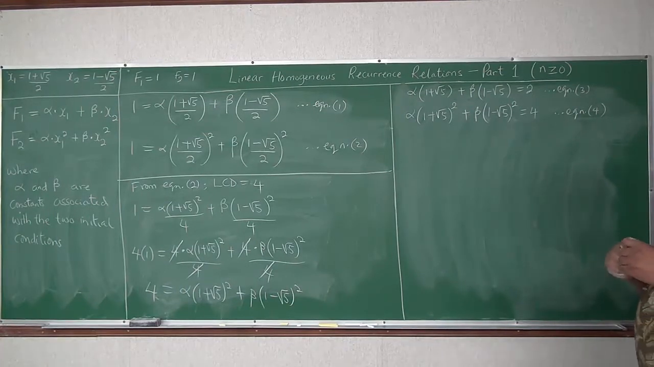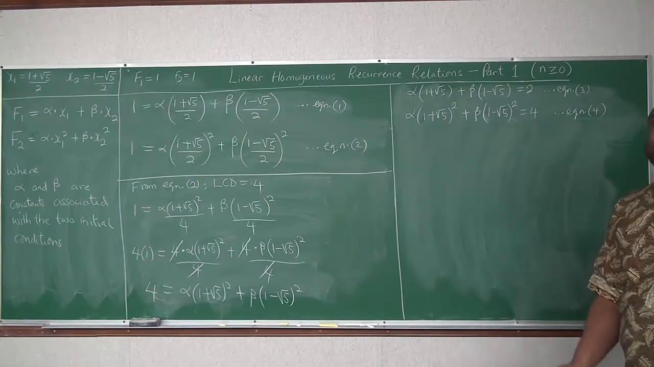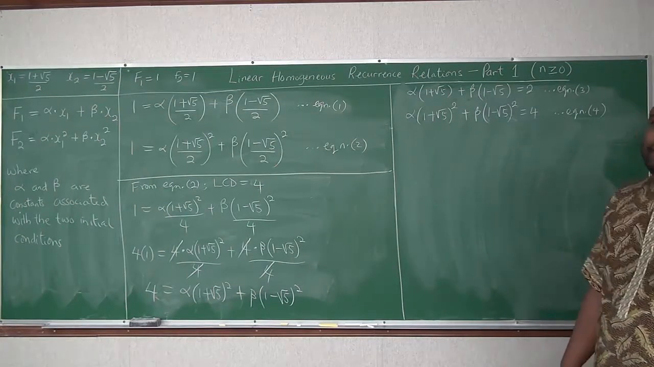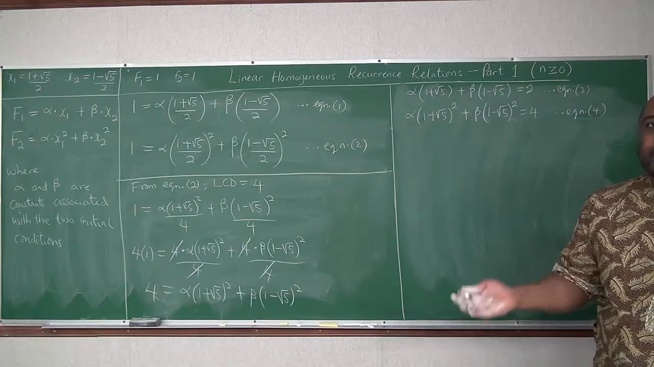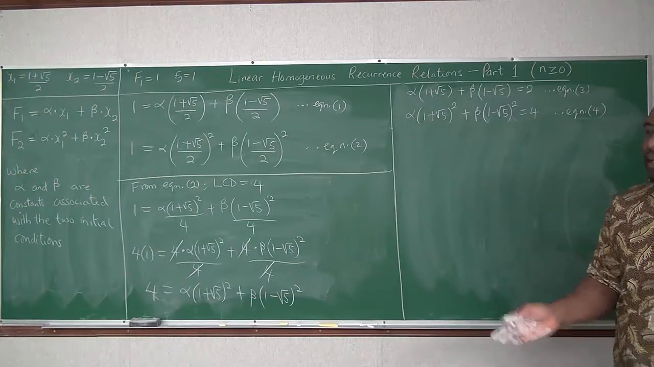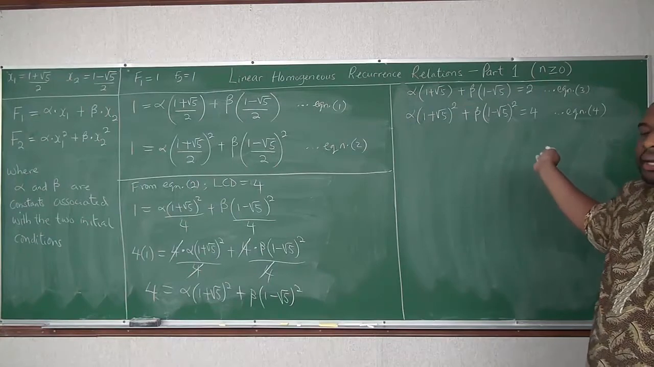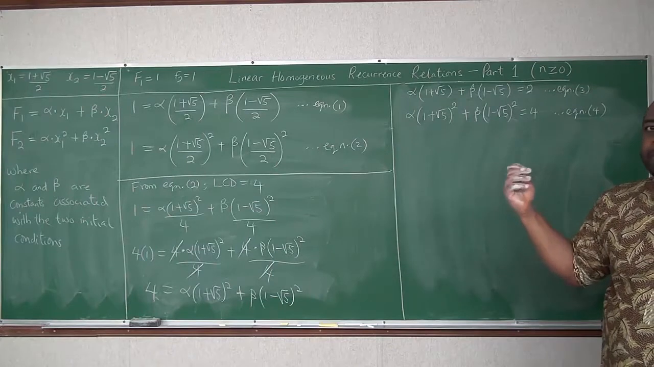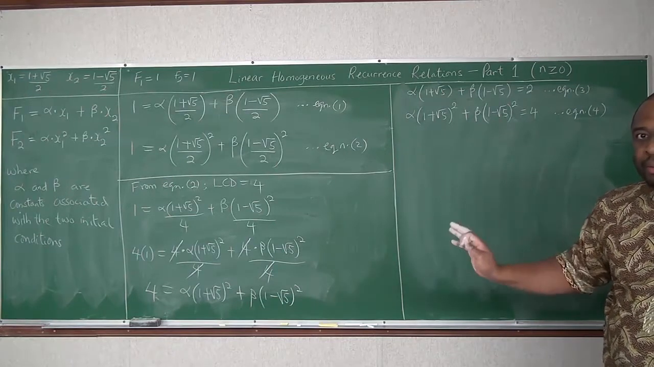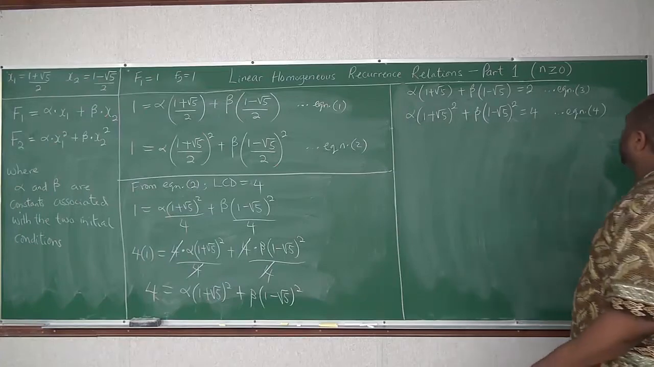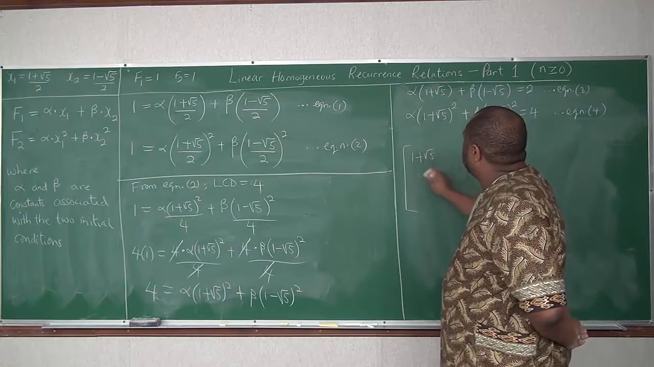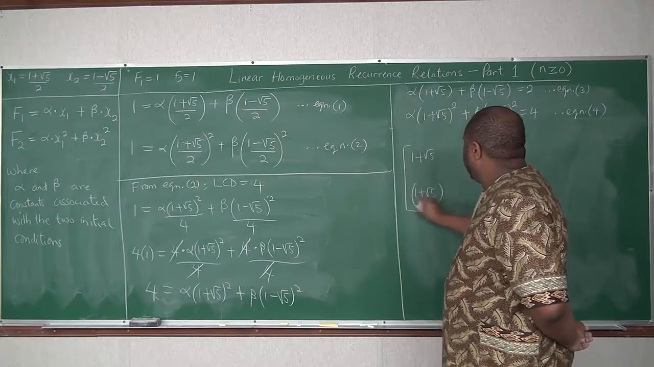Alright, folks. How do we find alpha and beta? We need to find that. Whenever I have a linear system and I know matrices, I just use Cramer's rule. It's much easier for me doing this kind of question to use Cramer's rule right away. So I will set this up as matrices. I have 1 plus root 5, 1 plus root 5 all squared.